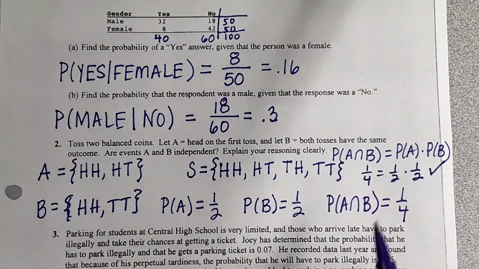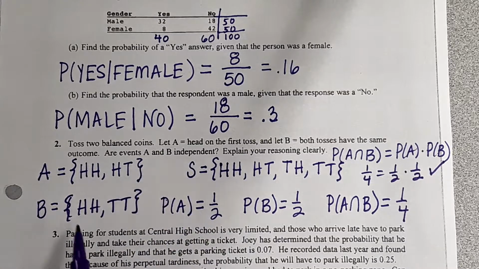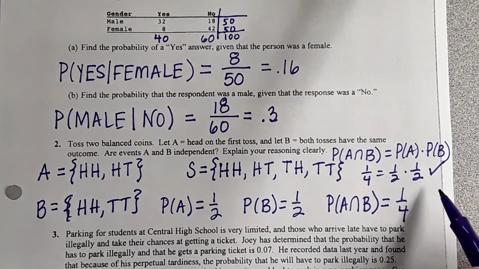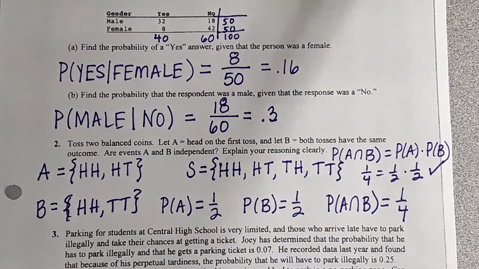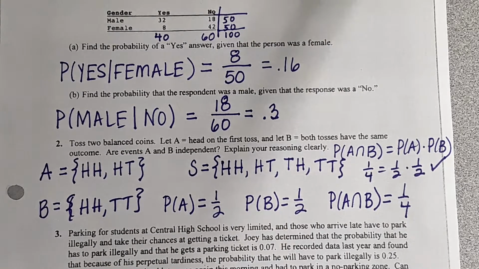And you should probably write a sentence that says, explain your reason clearly. Are events A and B independent? Yes. Events A and B are independent. Did I explain my reasoning? Can they clearly understand what I did? I showed work. I showed everything. So there should be a sentence that says, yes, A and B are independent. Okay.